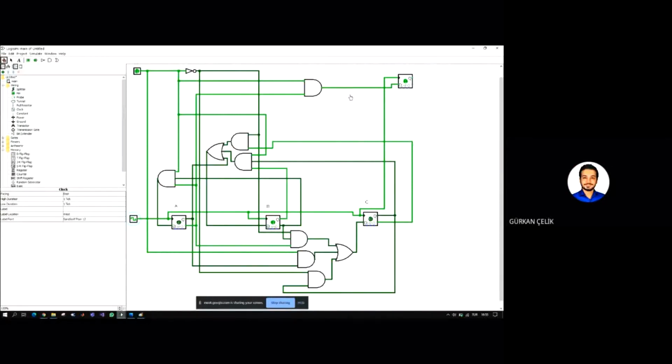And also for the last test, if we have state 0, 1, 0 and the input is 1, what should be the next state? 0, 0, 0. And the output? Should be 1 as well, yes. Let me try. You get it? 0, 0, 0. Yes. Input 1, output 1.